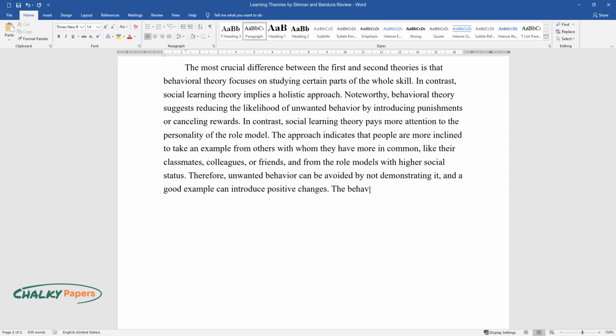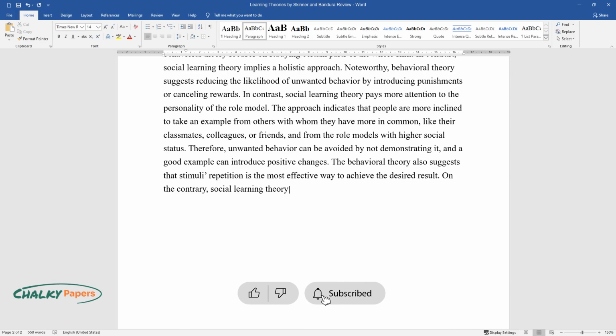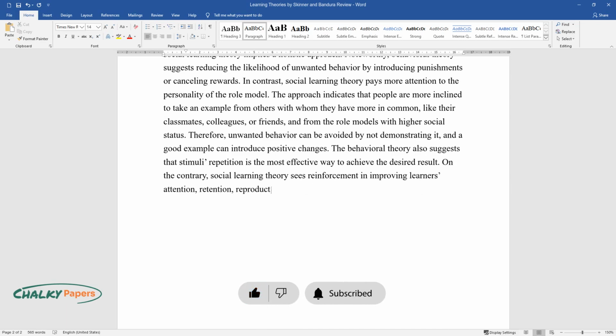The behavioral theory also suggests that stimuli repetition is the most effective way to achieve the desired result. On the contrary, social learning theory sees reinforcement in improving learners' attention, retention, reproduction, and motivation.